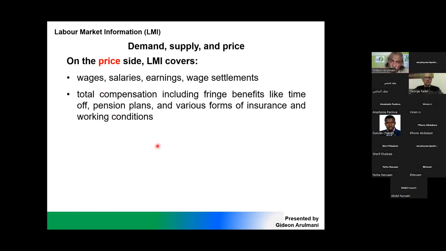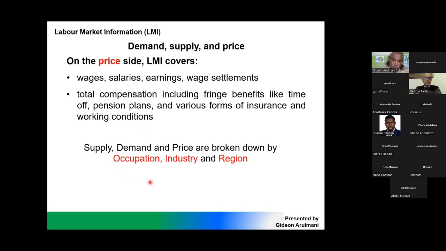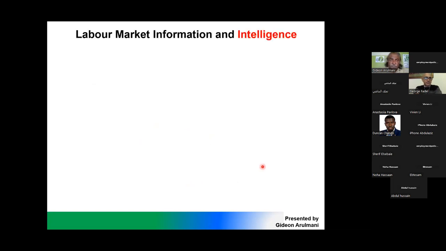The total compensation is something that students don't understand, and we need to bring it to their attention. When they're offered a wage of 60,000 euros a year, let's say, that is not 60,000 rupees for you to take home and be happy. You will probably take home about 40 or 35,000 of that, because many, many things are cut from it. So what is your take home, and what is actually your salary? That idea should come into their mind. So supply, demand, and price are broken down by occupation, industry, and region. That's ideally how labor market information should be processed.